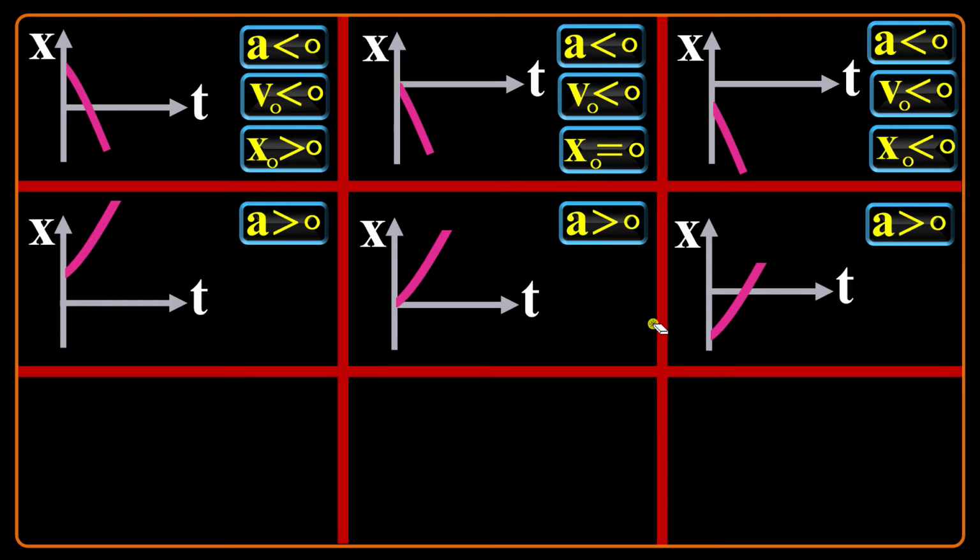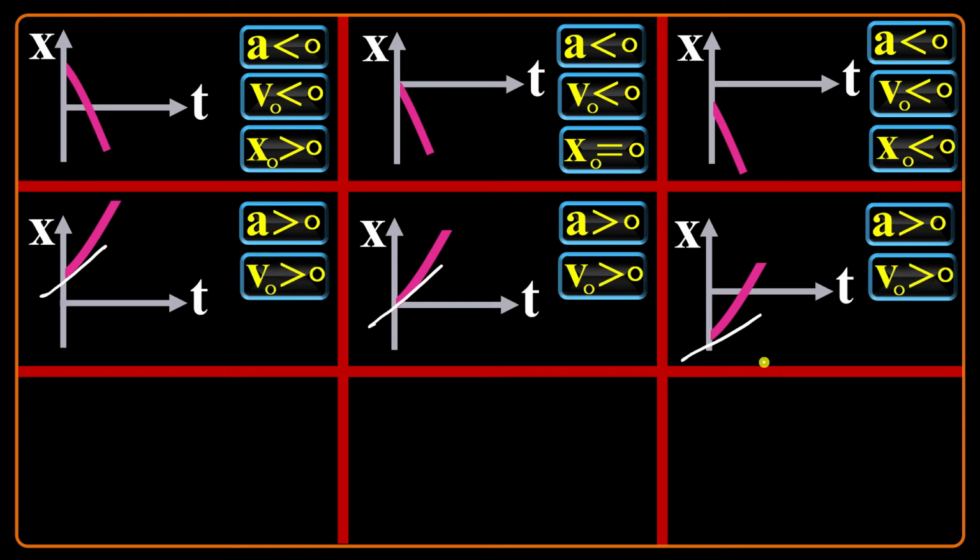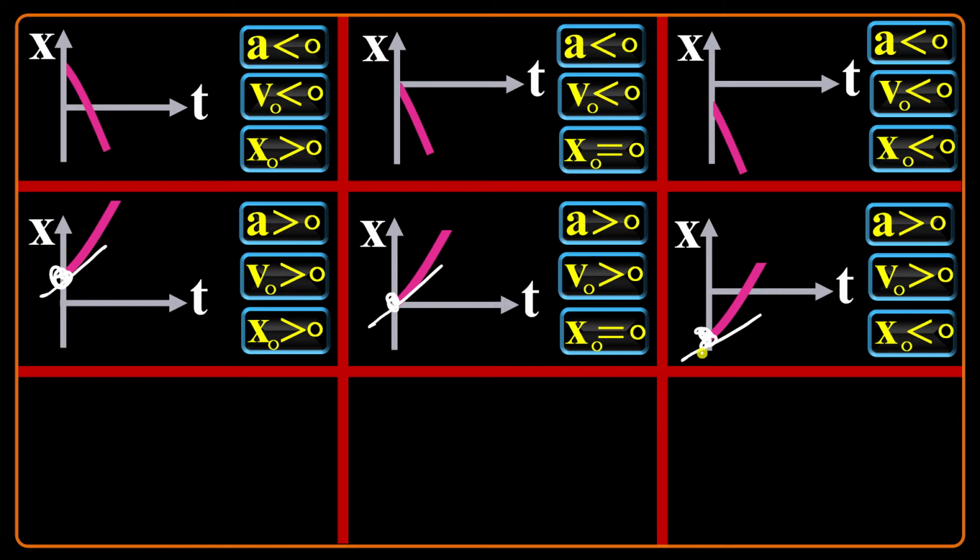Okay, and then I will consider the initial velocity. At the beginning, it's ascending, so they have positive initial velocity. And then initial position in the first case, positive. The second, 0. And the last, the initial position is negative.